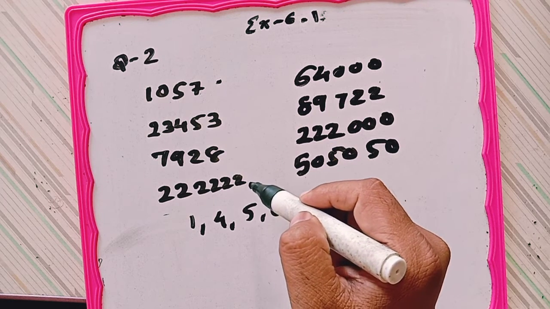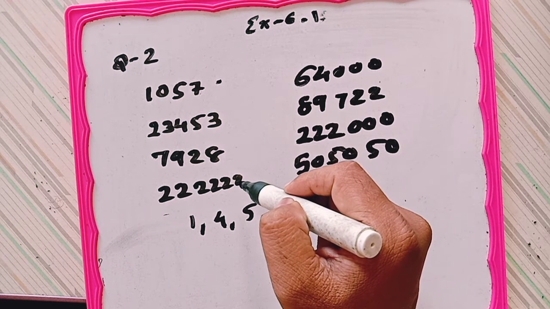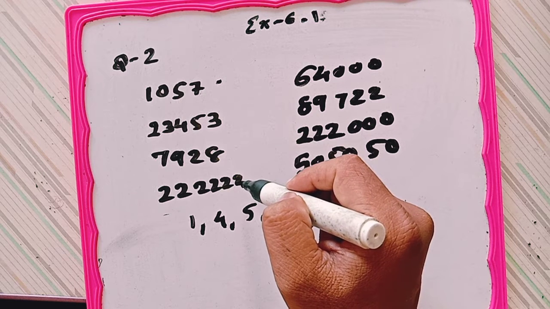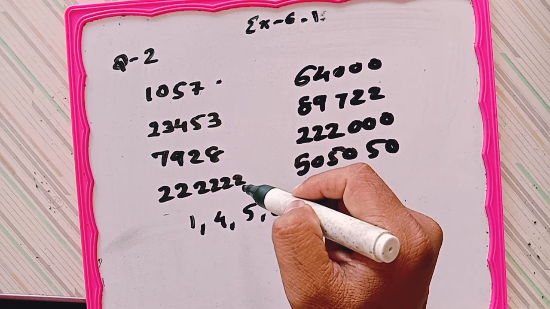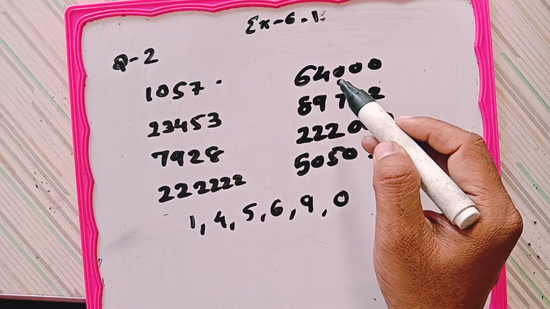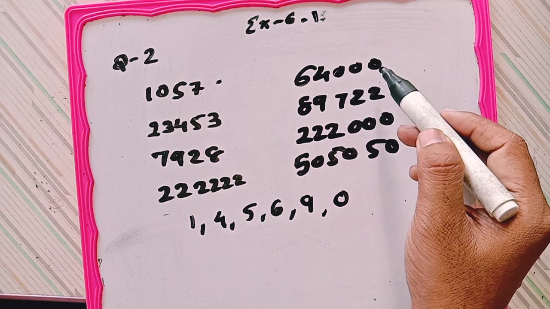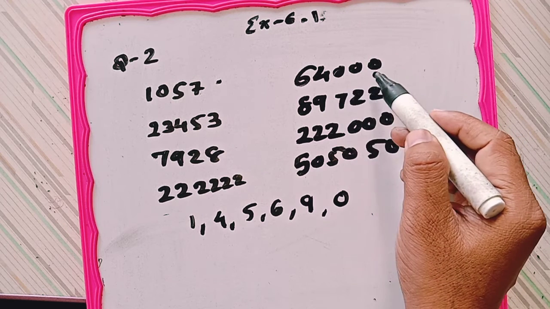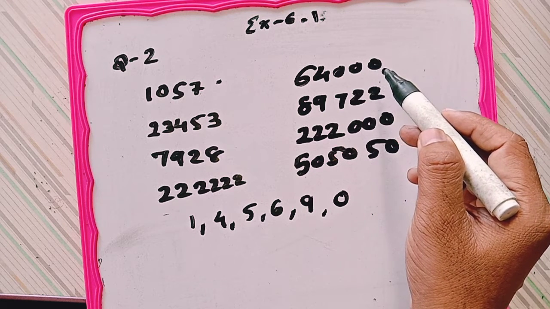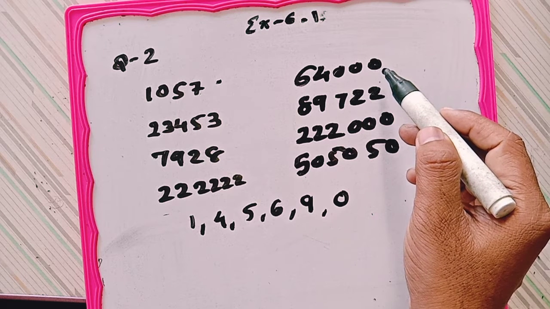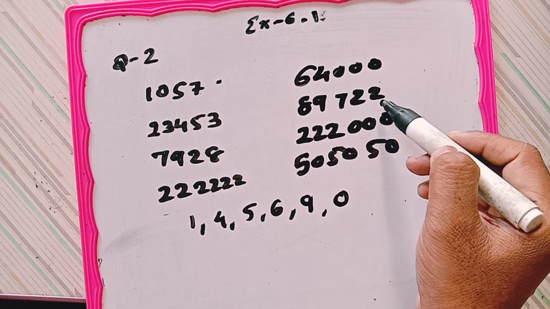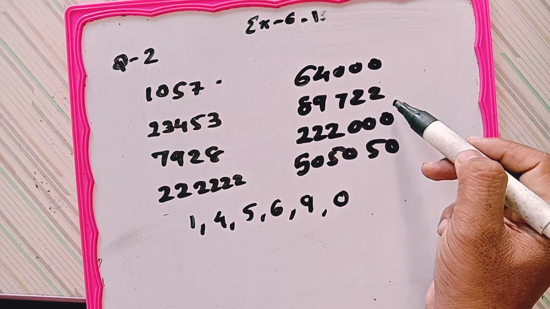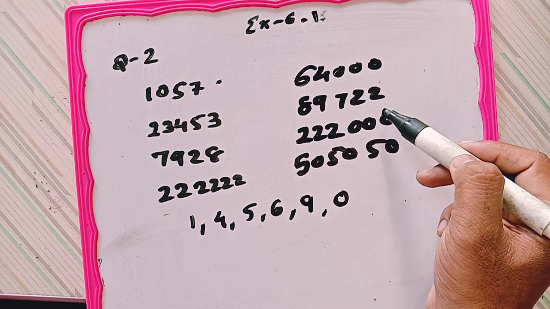2,22,222: here 2 is not the ending digit of any perfect square, and so it is not a perfect square. 64,000: 0 is there, but we require an even number of zeros, and here there are 3 zeros, which is odd, so it cannot be a perfect square. Again, 2 is not an ending digit of any perfect square, so 89,722 is not a perfect square.